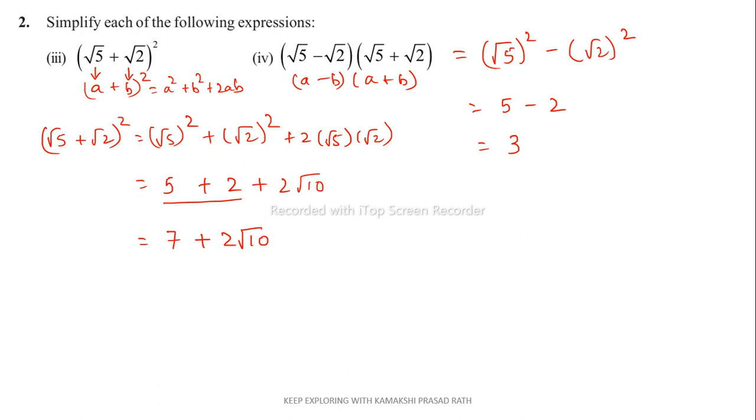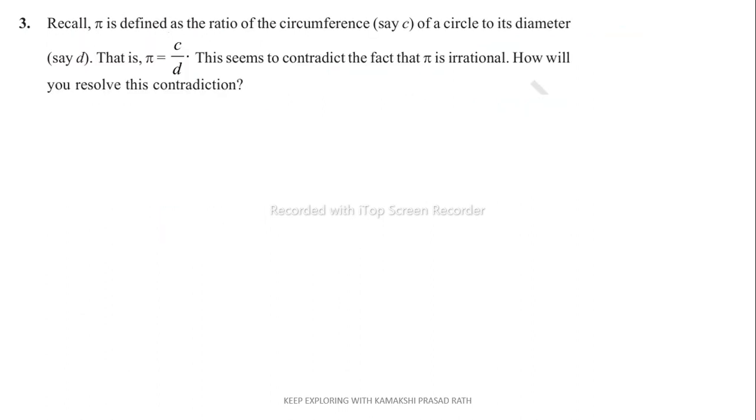So in this question, you just have to see whether we can follow an identity, and we just follow it according to the identity properties. Next, recall pi is defined as the ratio of the circumference, say c, of a circle to its diameter, say d, that is pi equals c by d. This seems to contradict the fact that pi is irrational. How will you resolve this contradiction?